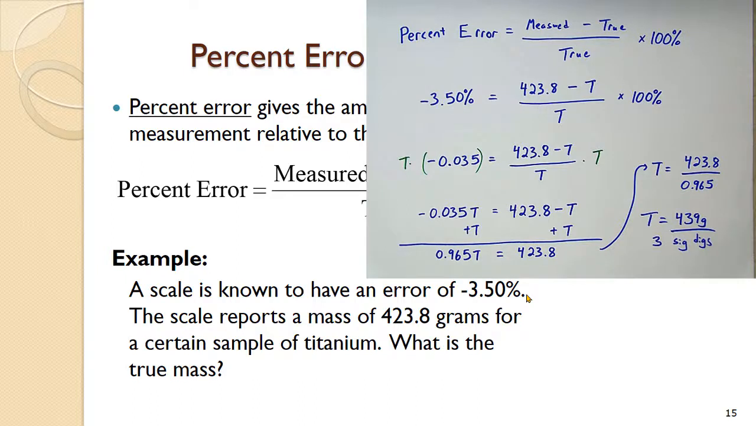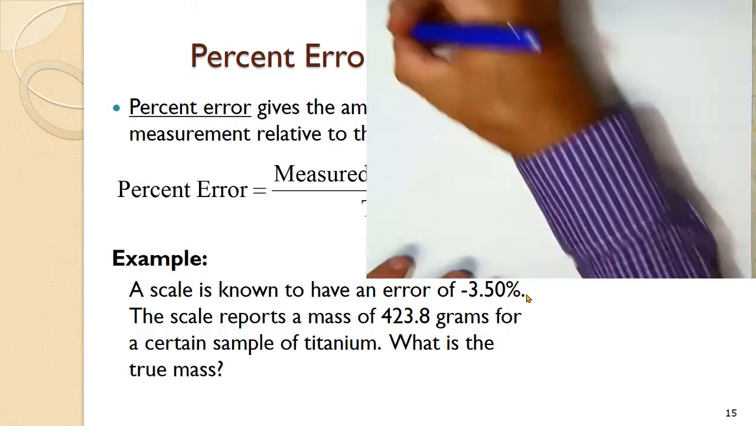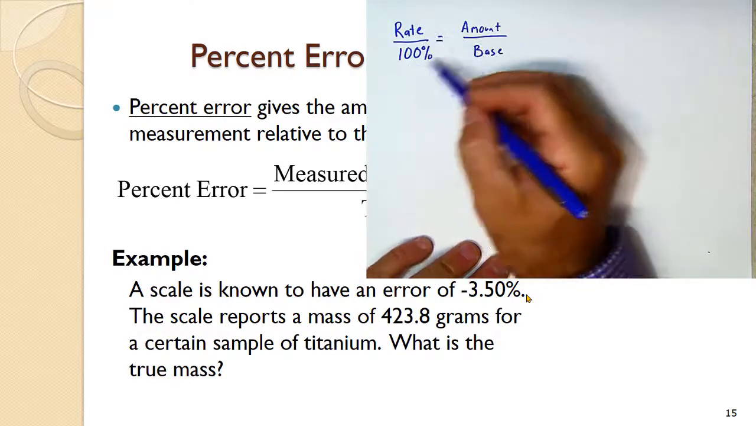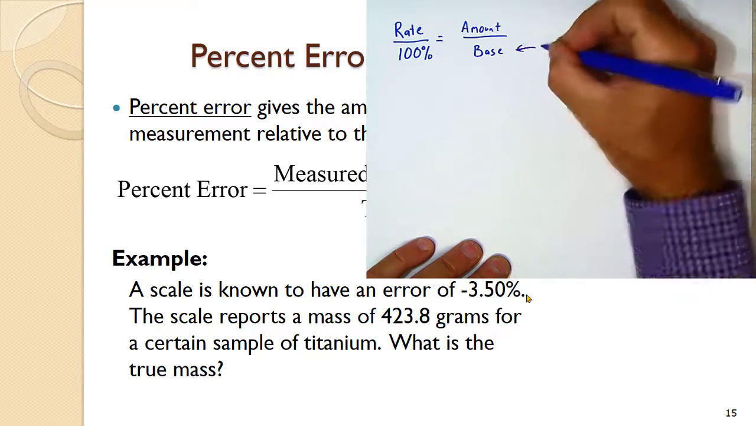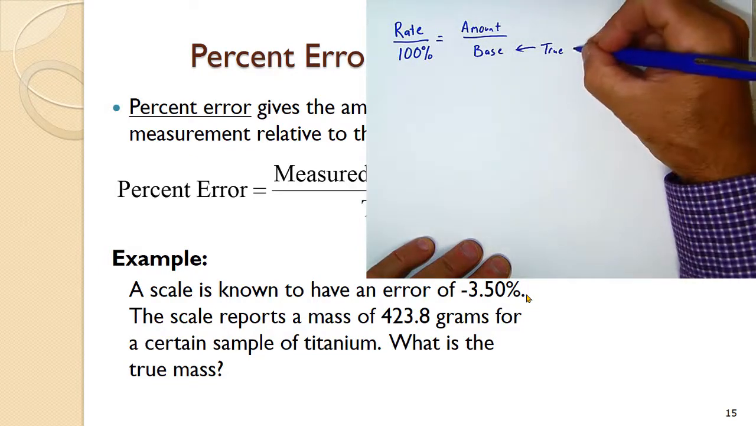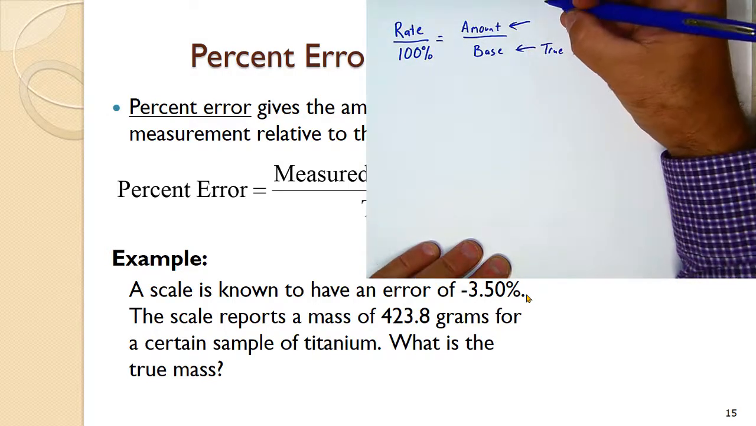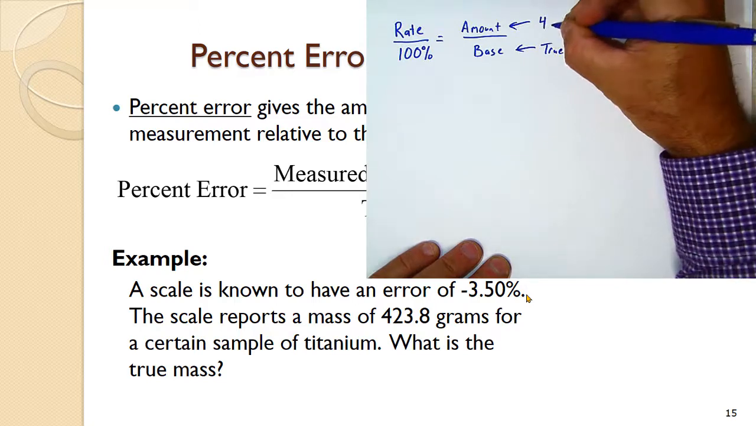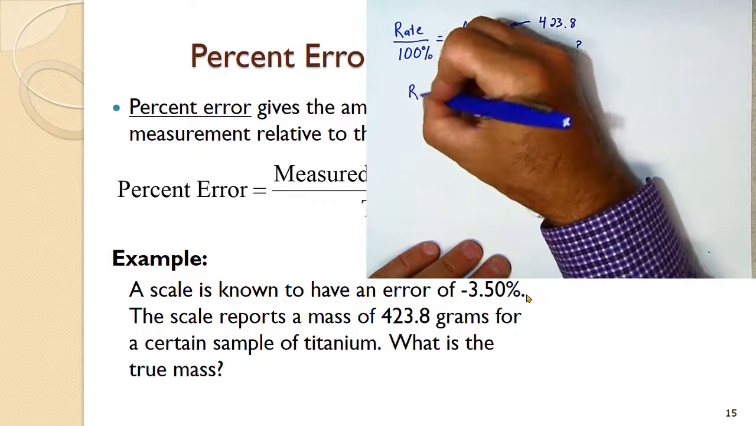Now I'm going to solve that one more time quickly using a proportion so that you can see both ways, and I want you to make sure that you see a certain relationship here. So once again, rate over 100% is the amount over our base. Our base would be the true value, and once again, we don't know what that is. I'm trying to do a lot of these base problems that are unknown because they are the tricky ones. The amount, we do know what the scale is reporting. The scale says that our amount is 423.8.